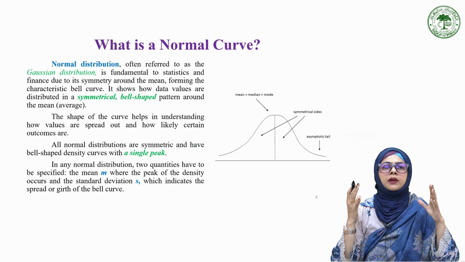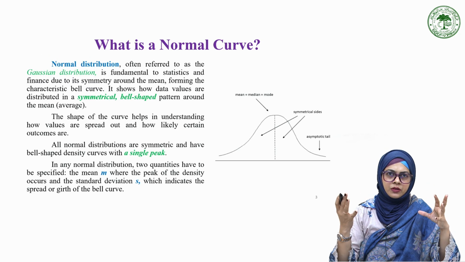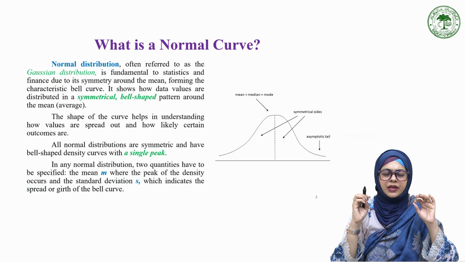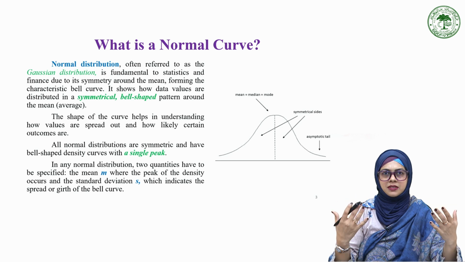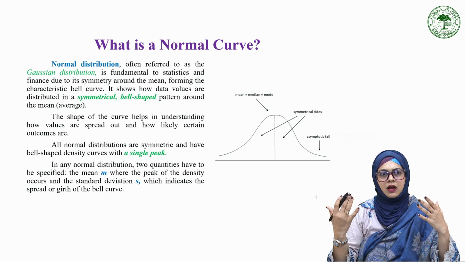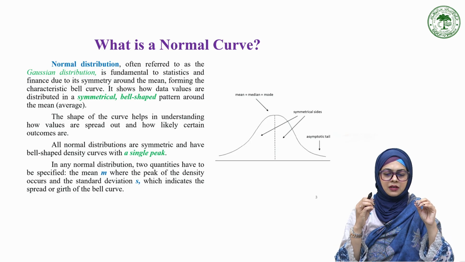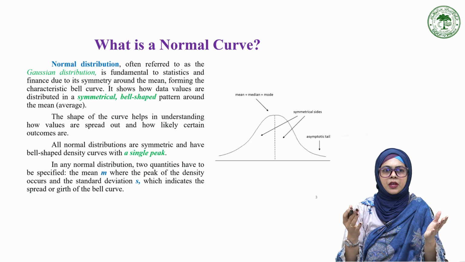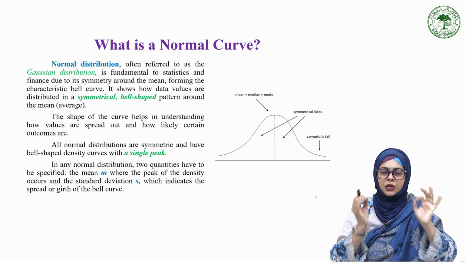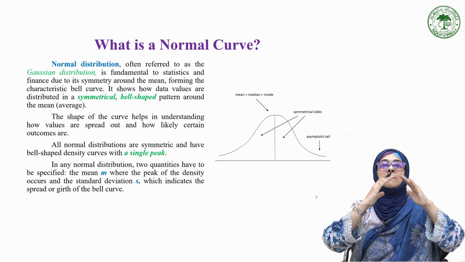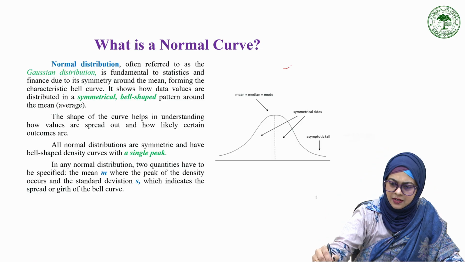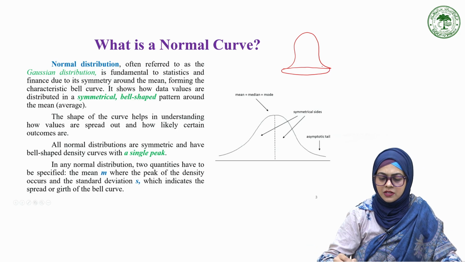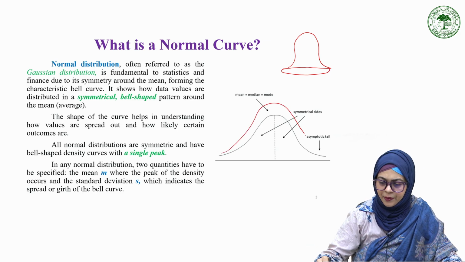So, what is a normal curve? Normal distribution is often referred to as Gaussian distribution as well. It is very fundamental if you're studying statistics or finance, because of its symmetry around the mean, which forms a very peculiar characteristic, that is the bell curve. You can see here, this is the bell shape. This is how the bell looks, right? So it's a bell curve that is being followed.